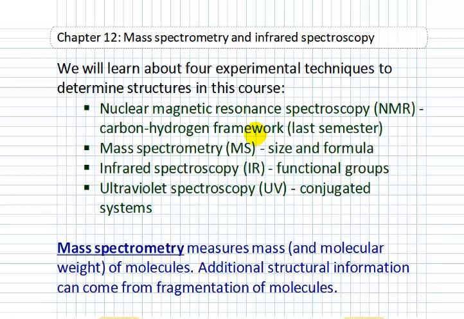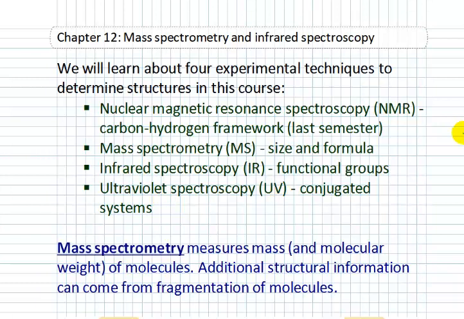This chapter will be dealing with mass spectrometry and infrared. MS gives us the size and the formula of molecules, as well as some structural information, what kind of fragments could break off a molecule, for instance. Infrared tells us about functional groups and what types of bonds are present, essentially. In the next chapter, we'll talk about ultraviolet, where we learn about conjugated systems.